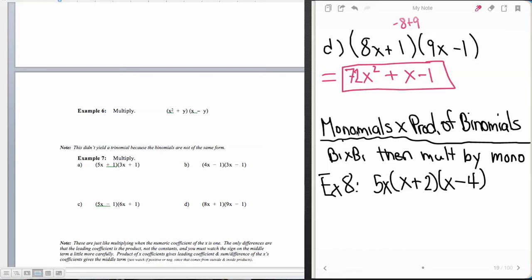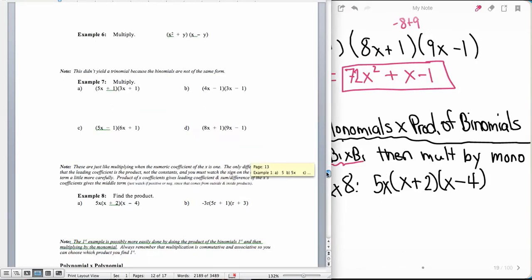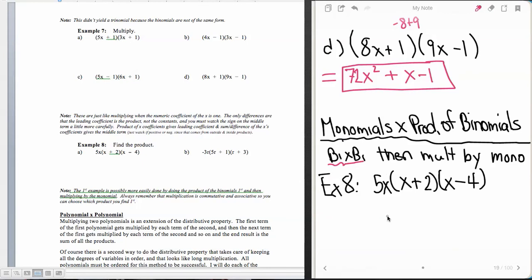All right, now the next thing that we need to do is a monomial times a product of binomials. And I highly recommend that we do the binomial times the binomial first and then multiply by the monomial. So taking a look at our next problem here, we have 5x times x plus 2 times x minus 4. So I'm going to multiply my binomials because we've learned some shortcuts for doing that. So I'm going to copy down my 5x, and then I'm going to do my binomial multiplication.